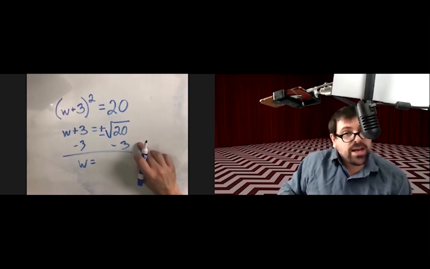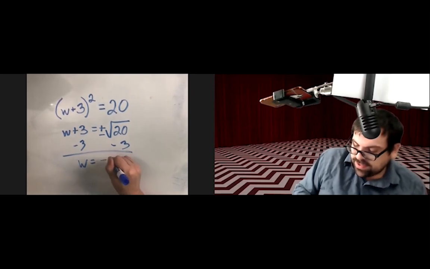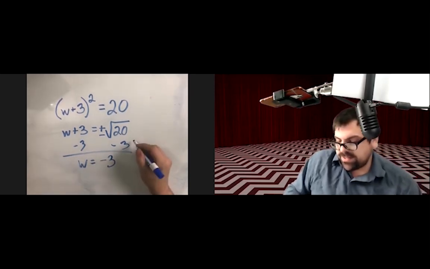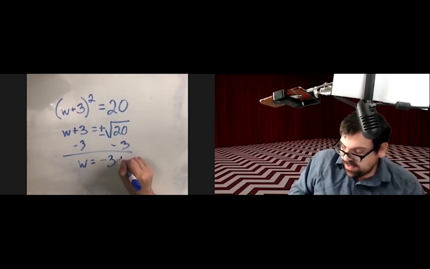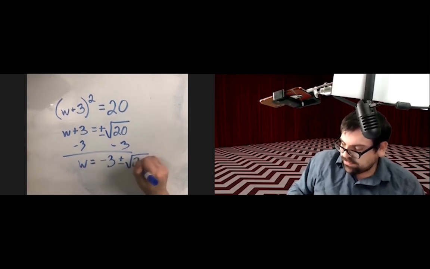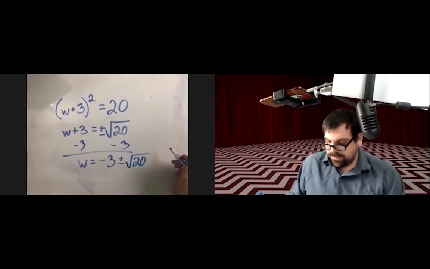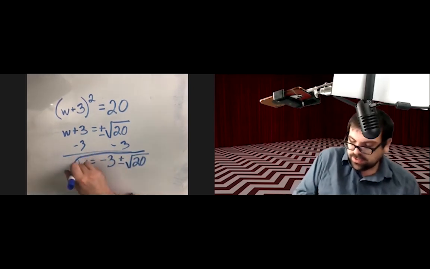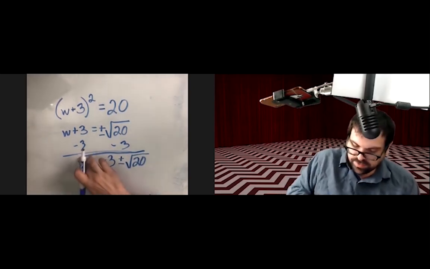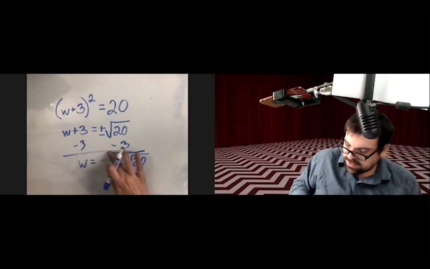And we actually have a shorthand way of writing this. Let's put the minus 3, the subtraction first, and then our radical, plus or minus the square root of 20. So actually here, if it was anything but 20, we would be done.